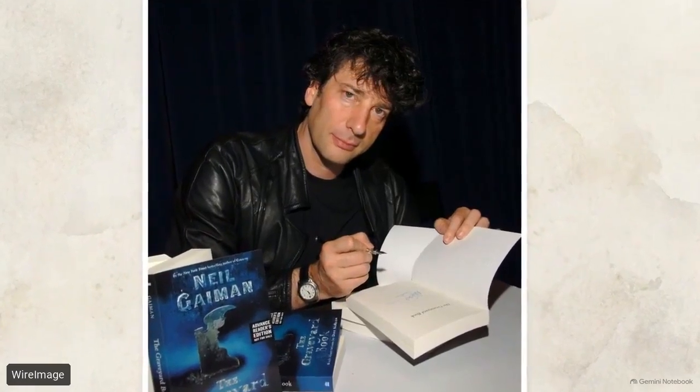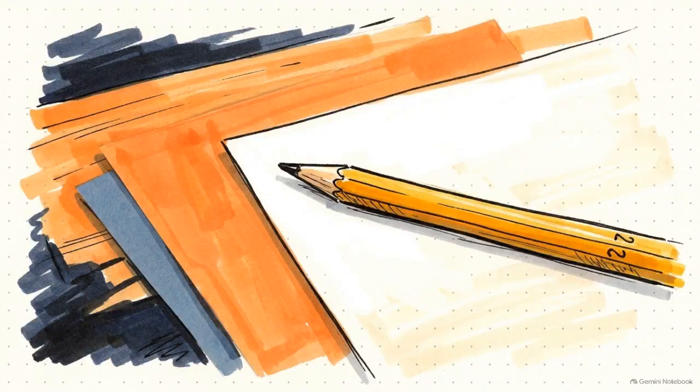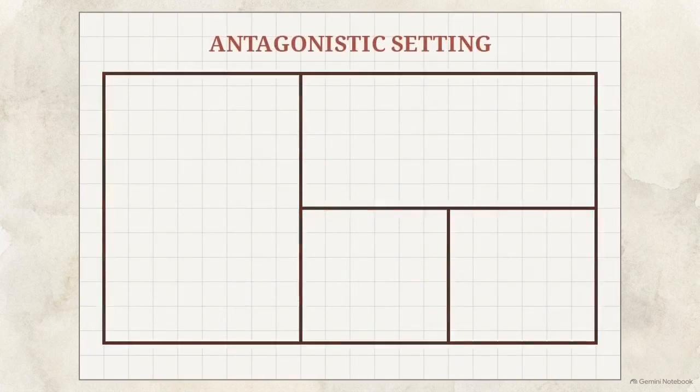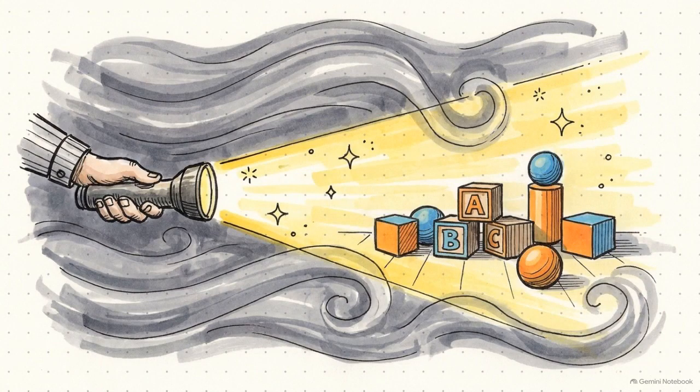Let's step back into the real world. The suspense is an illusion. Here is the guy who wrote it, Neil Gaiman. He's a magician doing a trick. And the real focus here is tomorrow's test. You have his complete blueprint now. He relies on an antagonistic setting, blocked senses, inference, sensory details, and figurative language. There are no surprises left. You know exactly what shapes to look for in the dark.